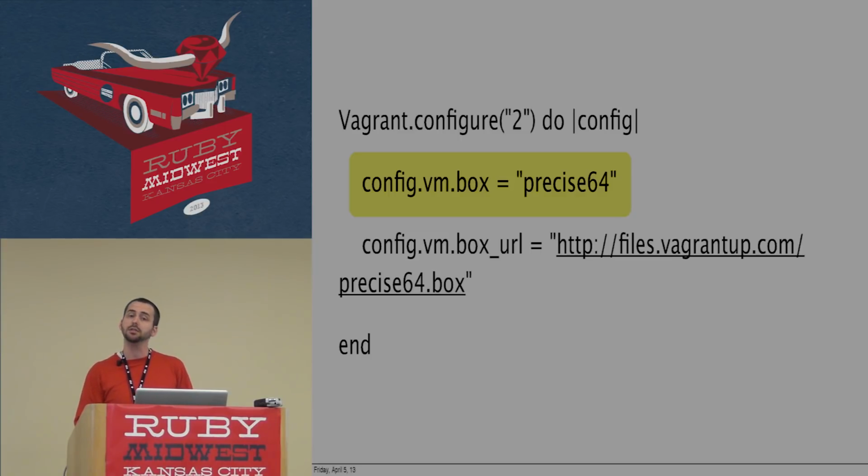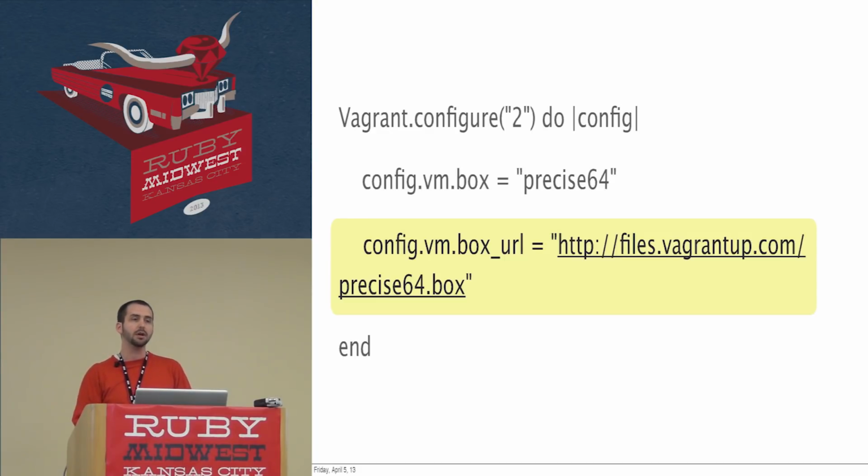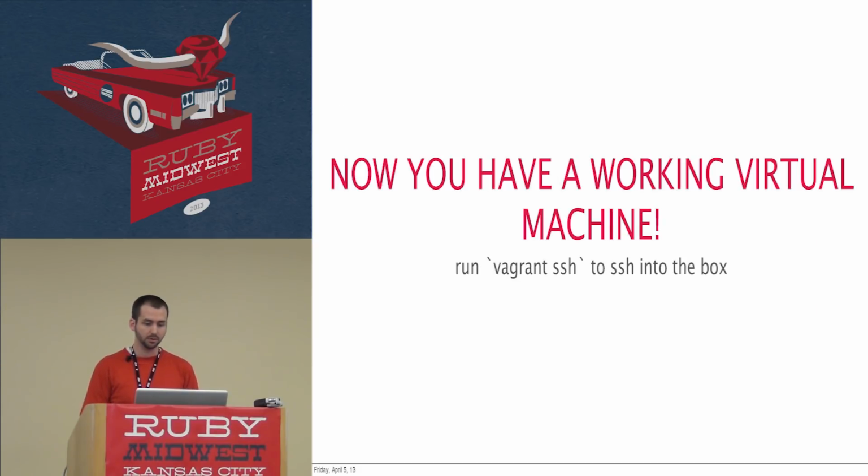You tell it what box to use. So this is the nickname I gave that box when I downloaded it. And you give it a URL. So if you share this configuration with someone that doesn't have that box installed by that nickname, Vagrant will go ahead and download it for them from that URL and fire up the virtual machine. So that's it. We have a working virtual machine that we can now SSH into and use.